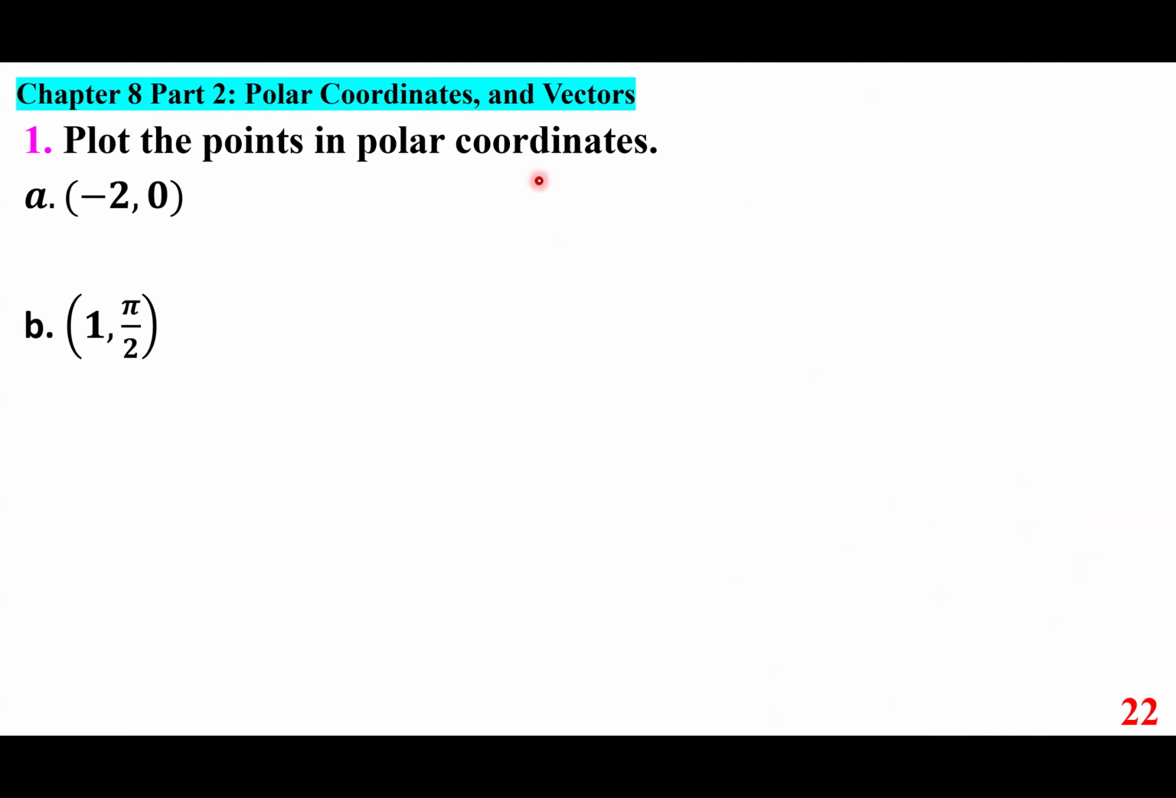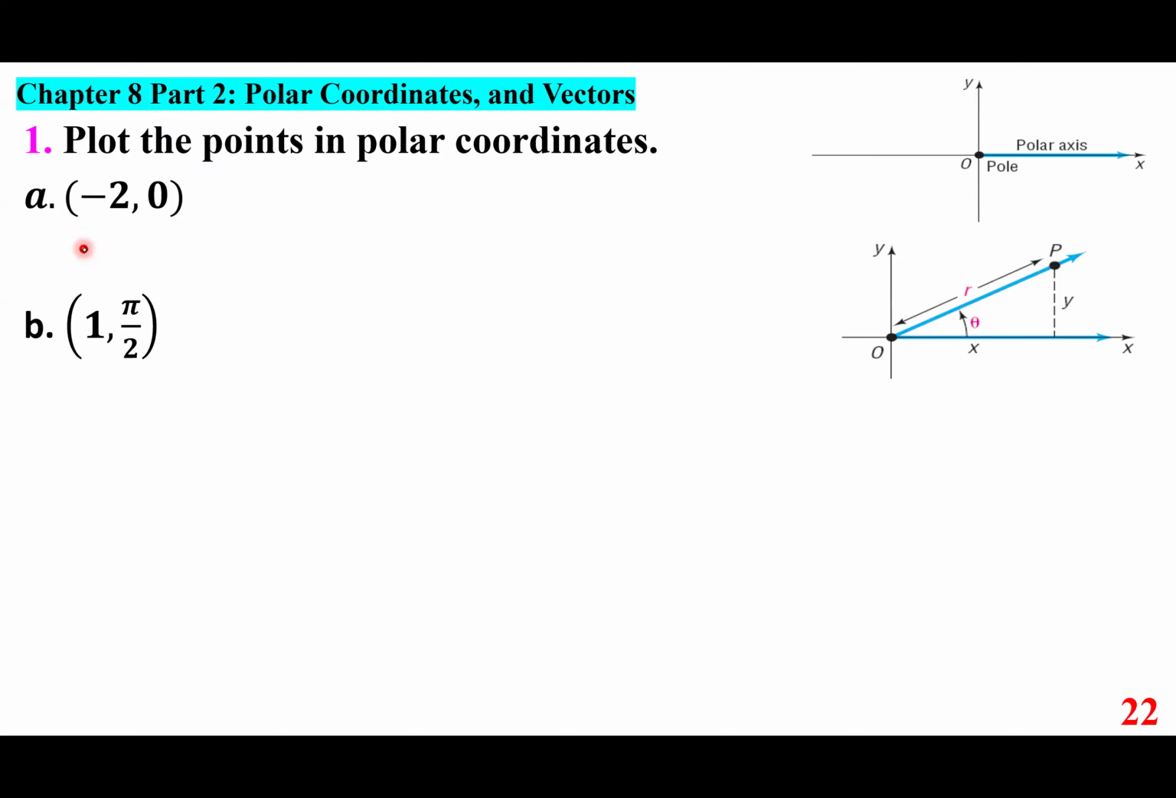Plot the points in polar coordinates. A is (-2, π/2). And remember, we have the rectangular coordinate system and a polar coordinate system with (r, θ). So polar.